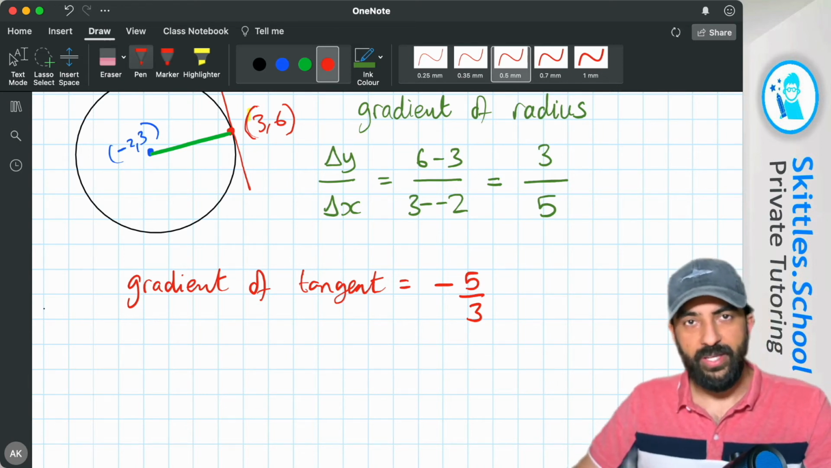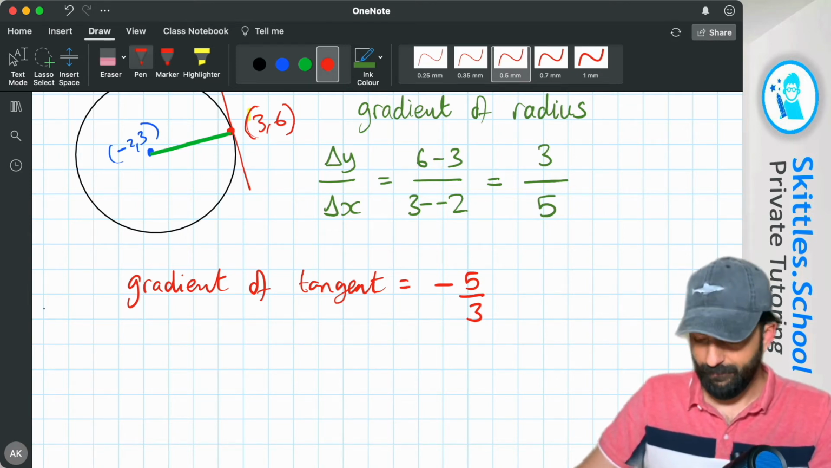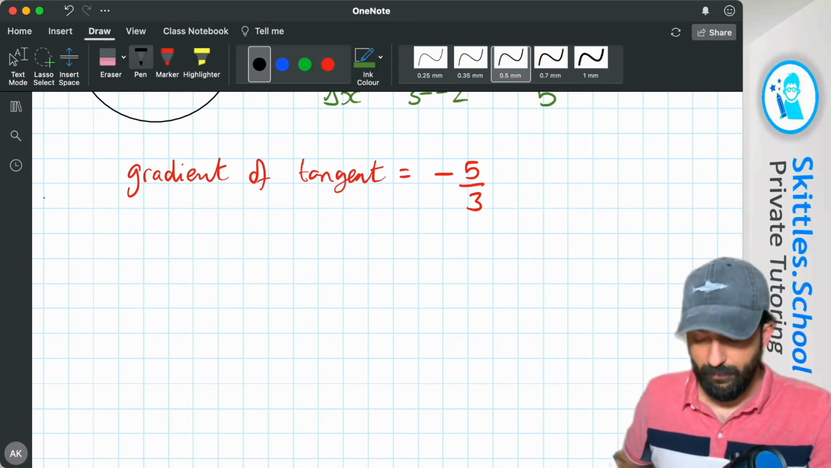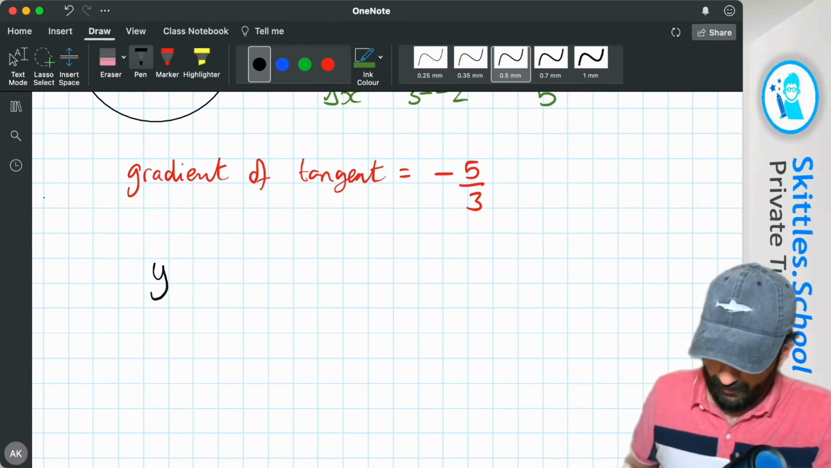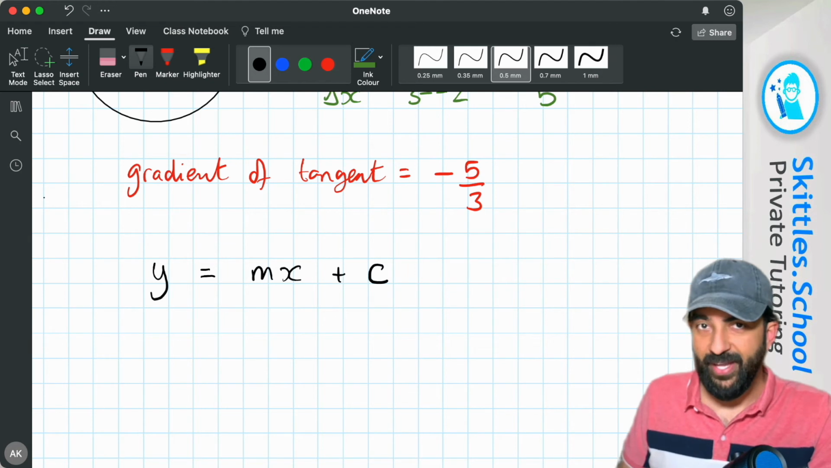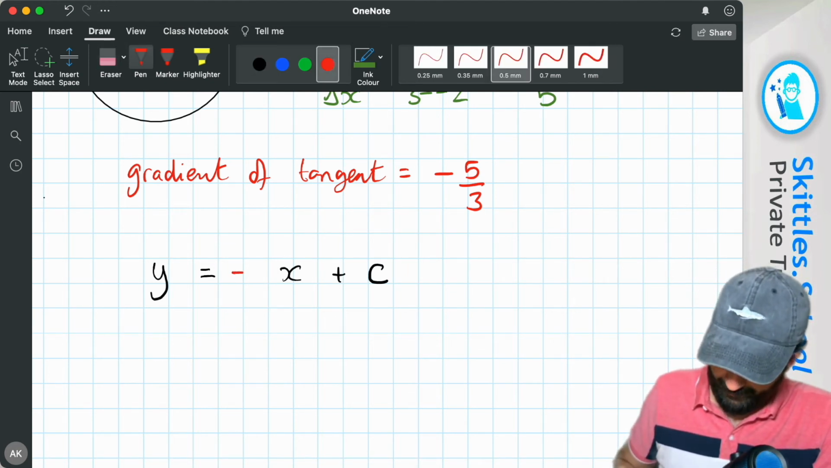Okay, so now we've got the gradient of the tangent. We can use that to work out the equation of the straight line. So let's start by writing the formula for the equation of a straight line, the general form, which is y equals mx plus c. We've worked out the m, the gradient. So let's put that in. Let's substitute that in.